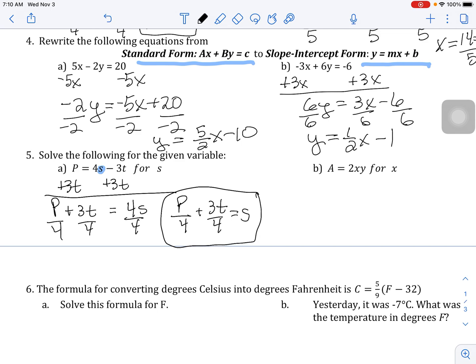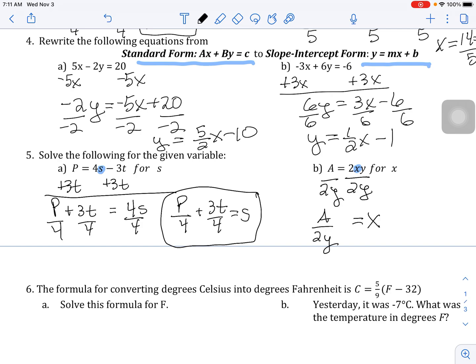All right, next one, we're going to solve for x. So x is right here, and x is surrounded by a 2 and a y. So if I divide by 2y on both sides, those will divide away, and I'll get x equals a over 2y.